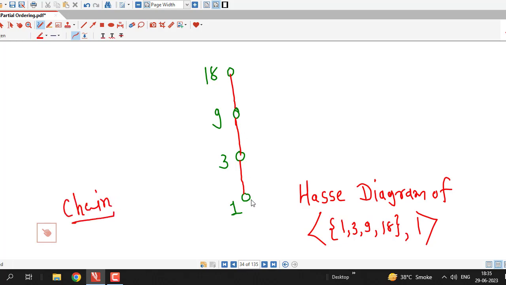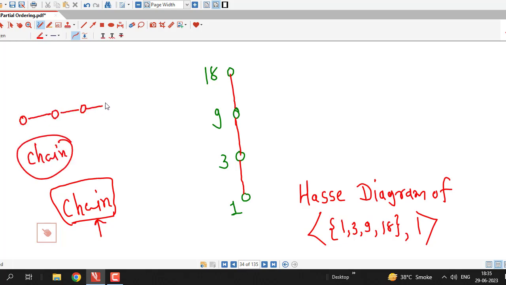There is a chain like structure. If you imagine the structure of a chain in real life, then you can see this diagram looks like a chain. So whenever the Hasse diagram of a partially ordered set is a chain or is looking like a chain, then we can say that the given partially ordered set is a totally ordered set.